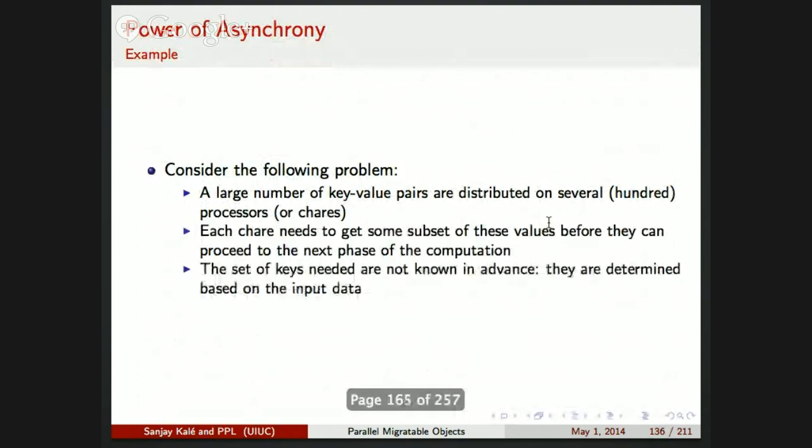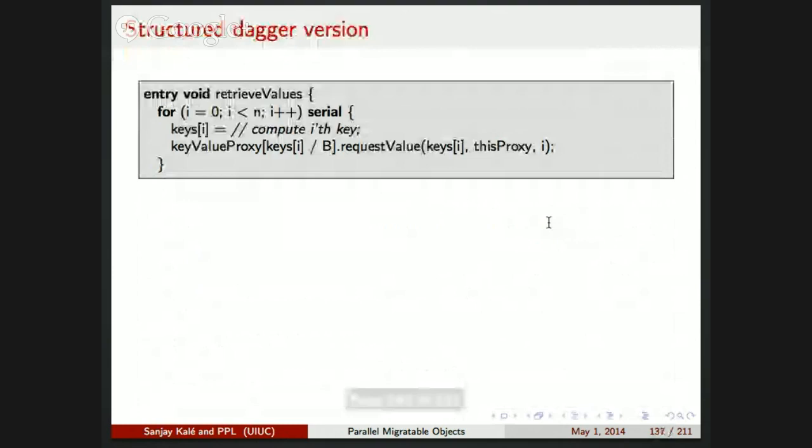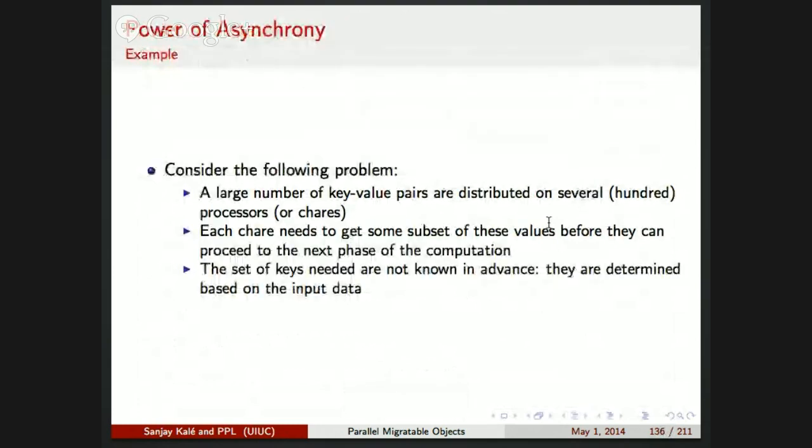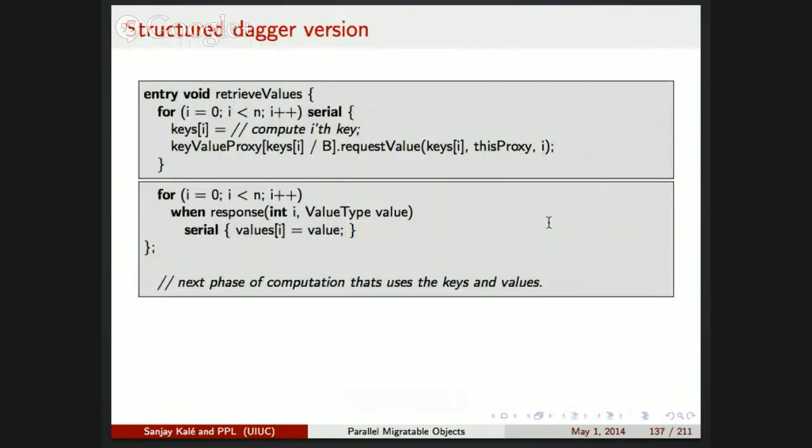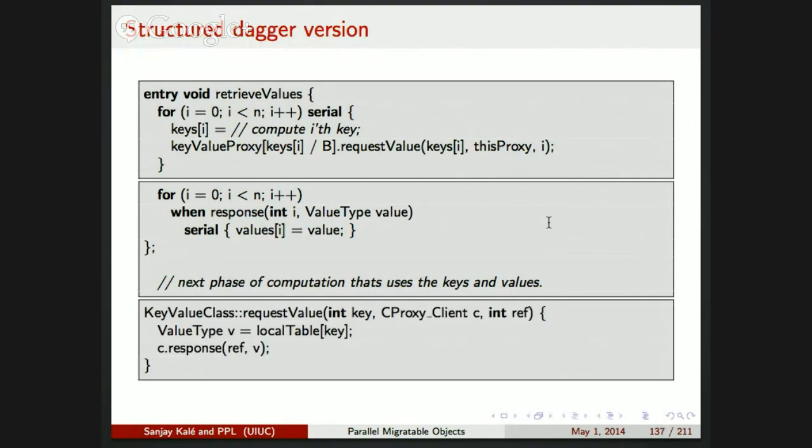Let's see. This is a key value example, another example of SDAG. Remember what this was trying to show? You could set up a whole bunch of requests and then wait for the responses. Okay, yes.